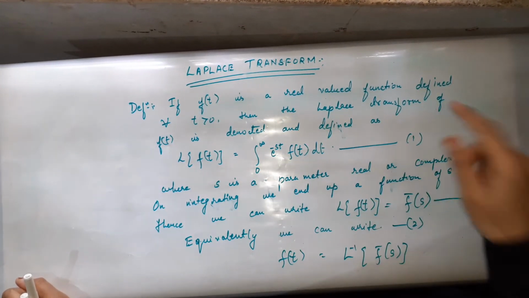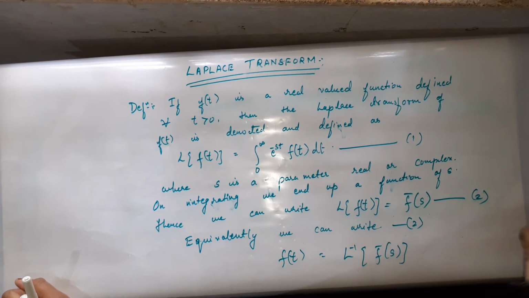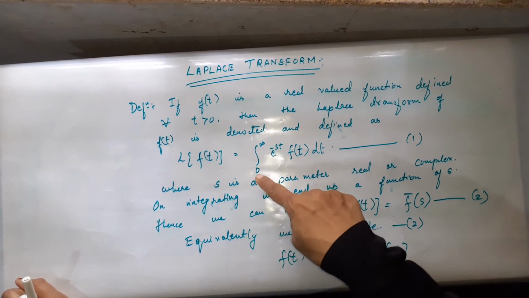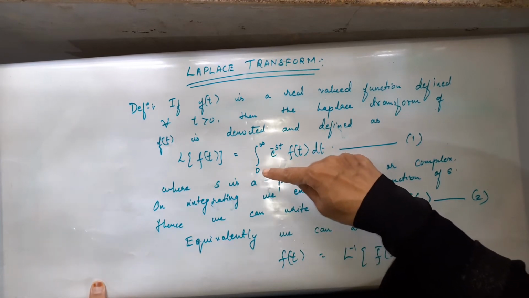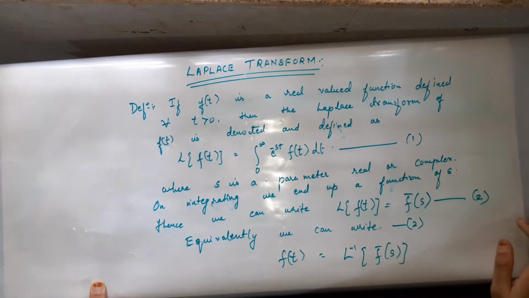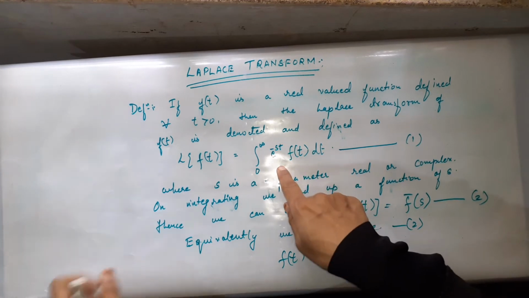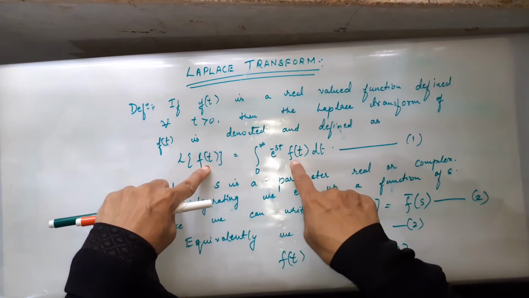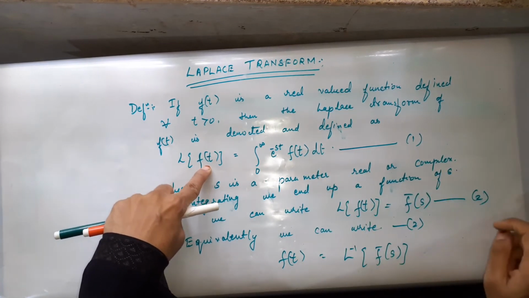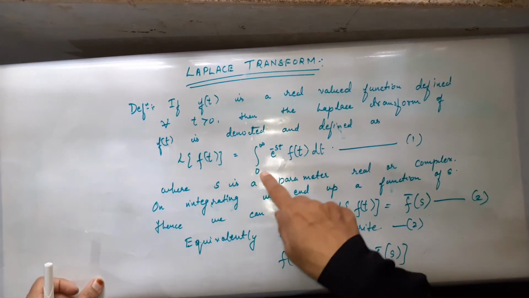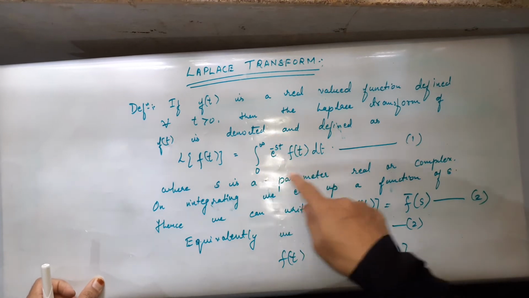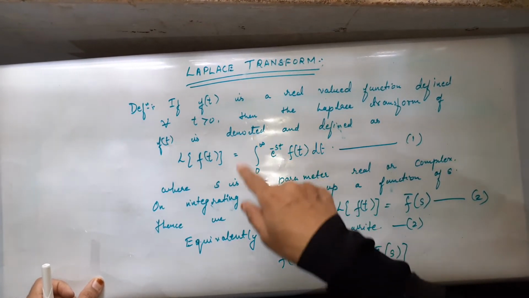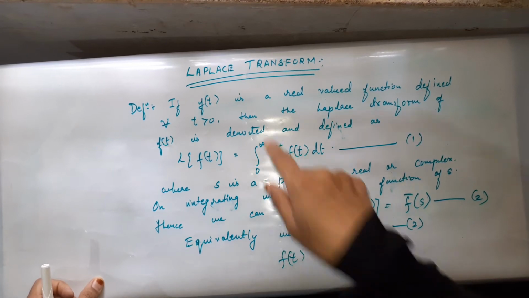The Laplace transform of f of t is defined to be L of f of t equal to the integration from 0 to infinity of e to the power minus st times f of t, the same f of t appearing on the left hand side, dt. Call this equation 1. This complete integral is your Laplace transform of the given f of t, and as you see, it is a definite integral with limits 0 to infinity.